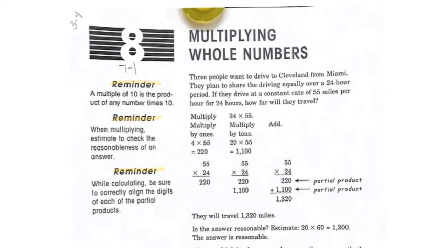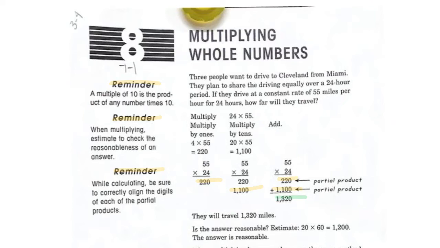Here is your partial product of 55 times 24. That is the 4 times 55. The other partial product is the 20 times 55, which is 1,100. Then you have to add your two partials up to get your final answer.